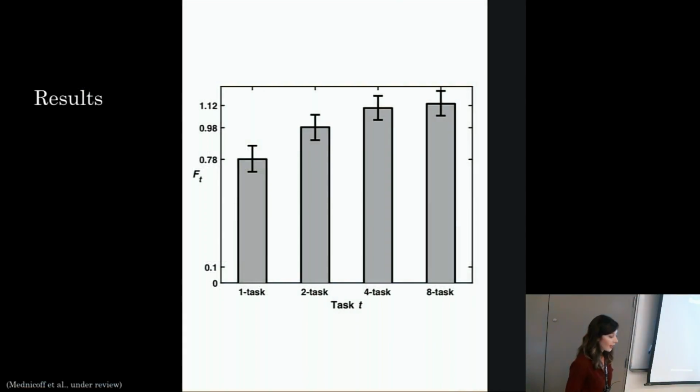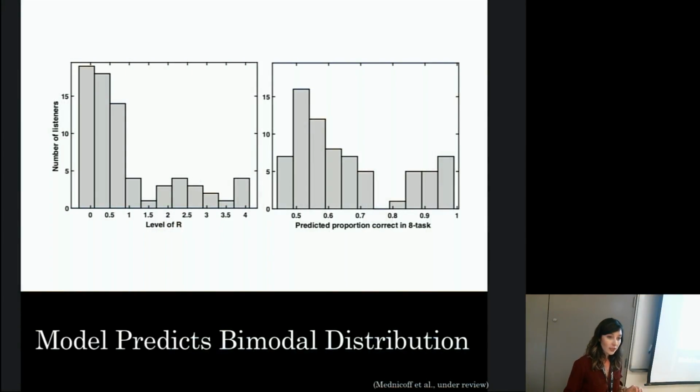So if we estimate this F sub T under this model, you can see that the 1 task was much less facilitated than the other 3 tasks. And then if we estimate our levels of R for each of our listeners, which is shown here in the left figure, we can multiply that by each of these values from the previous graph, the F sub T, to get the predicted proportion correct for each of these different tasks. And so the figure on the right is this proportion correct for the 8 tasks. So therefore, the model does predict the same bimodal distribution as seen in the previous 2 papers.